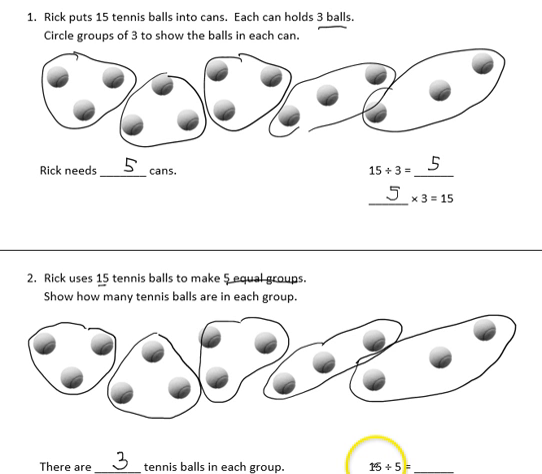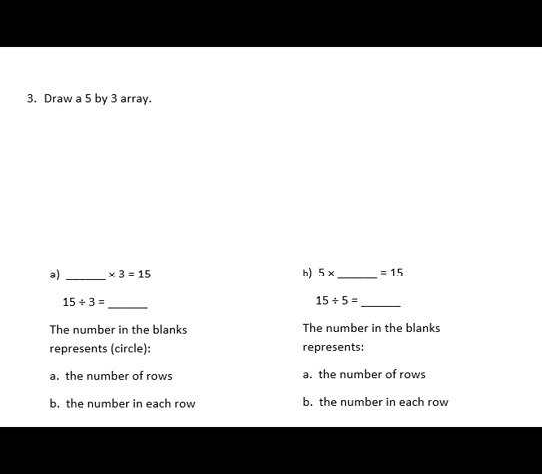So this time, the dividend again is 15 because I have 15 tennis balls. The divisor is 5. Now my divisor is telling me how many groups I have, and my quotient is telling me how many tennis balls in each group. So again, very similar questions, but the numbers represent different parts of the problem. In the next section, we're going to draw our own arrays to show the difference in the two problems.